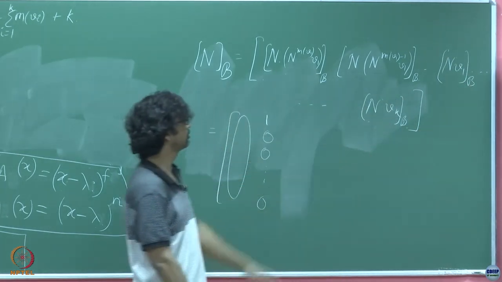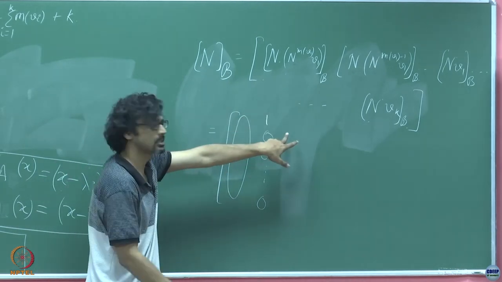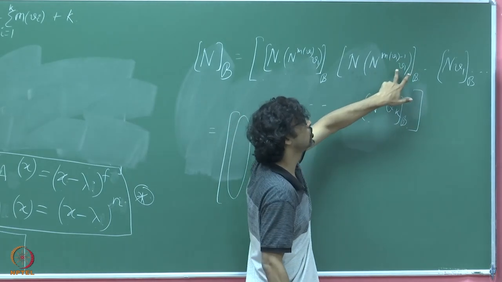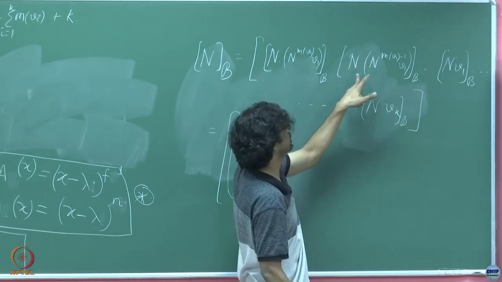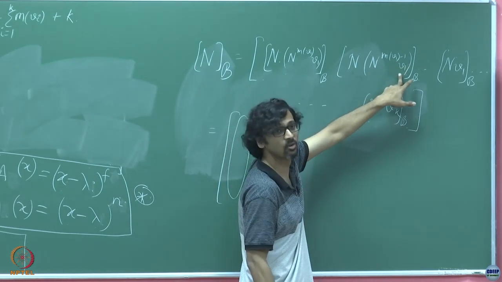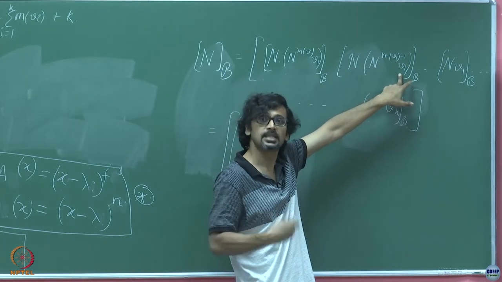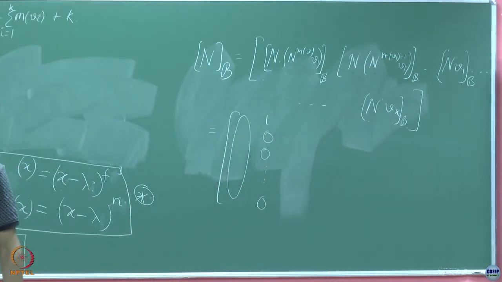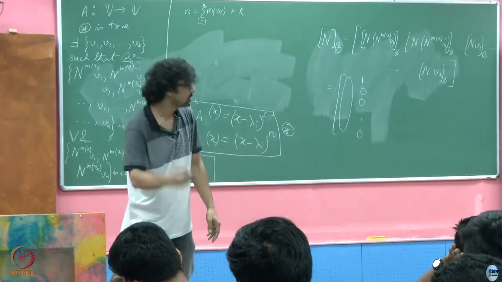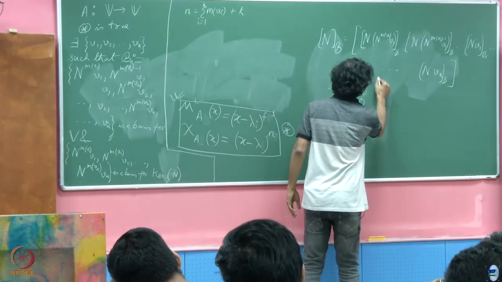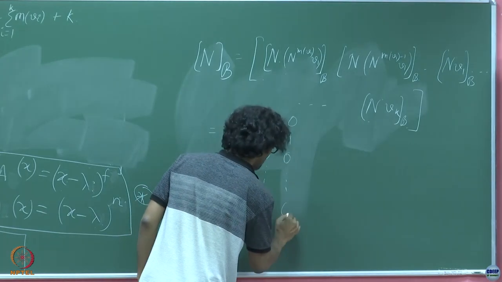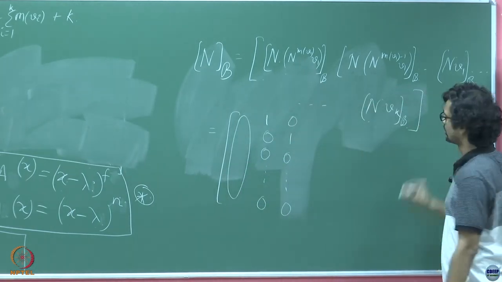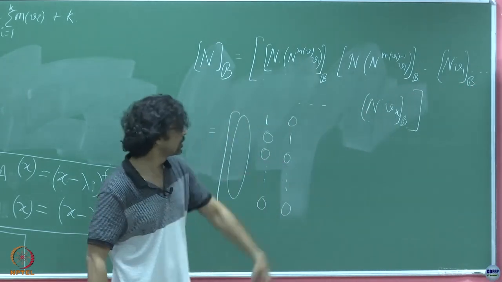Of course, there are others. What about the second one? By the same argument, if you let N act on N raised to the m_v1 minus 2 v1, it just becomes N raised to the m_v1 minus 1 v1, which is now the second basis vector. The representation of the second basis vector as a coordinate is 0, 1, 0, 0, with a 1 at the second position. So this next fellow becomes 0, 1, 0, like so, until you arrive at this, right? What is this?